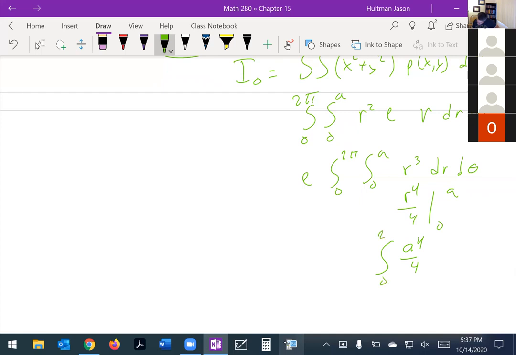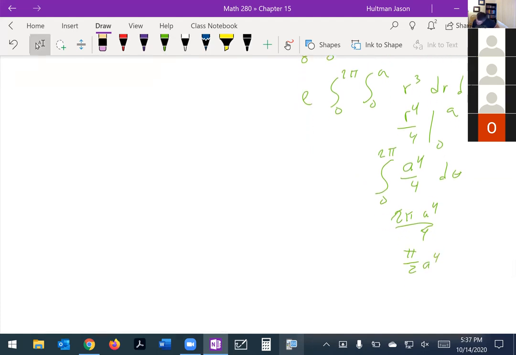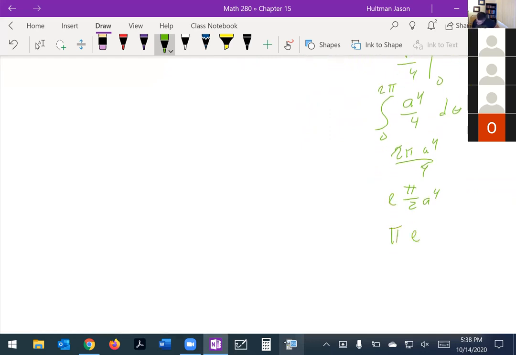Integrate from 0 to 2 pi d theta, so this just becomes 2 pi a to the 4th over 4. So this becomes pi over 2 a to the 4th times rho. So this just becomes pi rho a to the 4th over 2. That's it. That's what I_O is. I_O is equal to this.